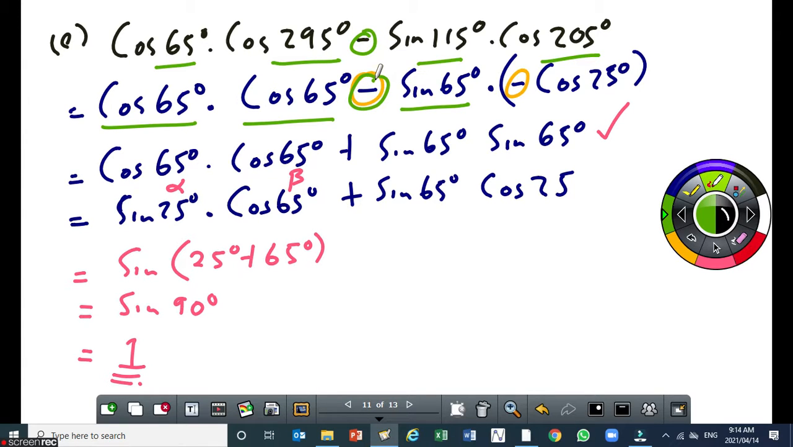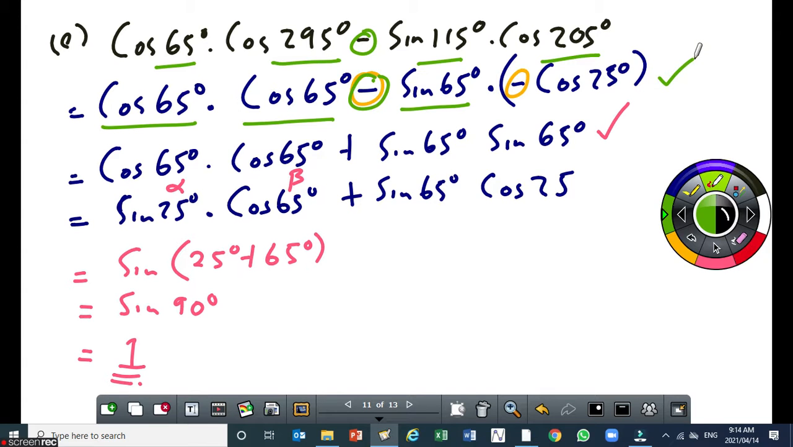Is that okay with everyone? Right, then the cos 205. Now 205 is in the third quadrant, so it's the same as 180 plus 25 degrees. So that will give you minus cos 25 degrees because cosine is negative in the third quadrant. Right, so we'll get this whole step.